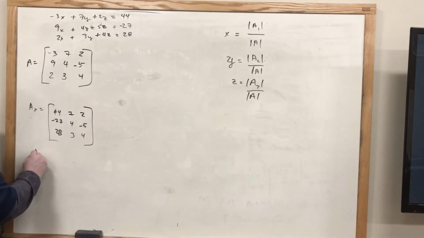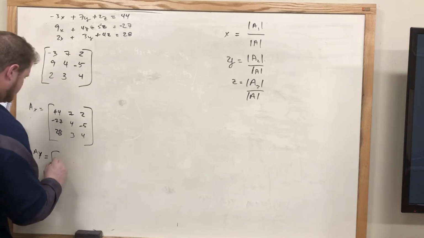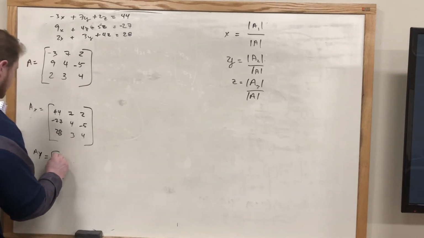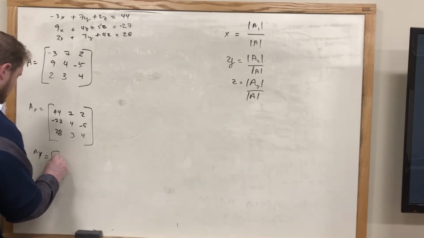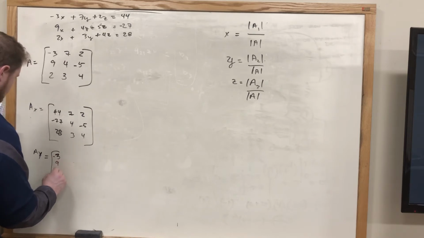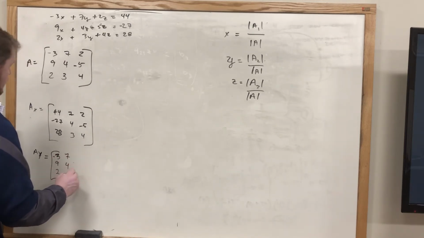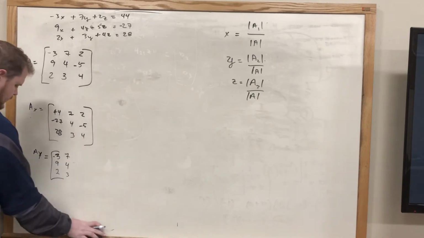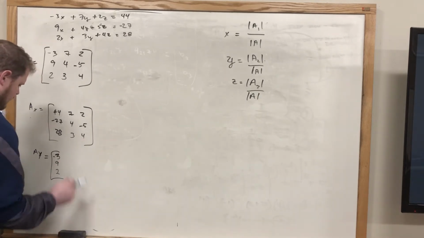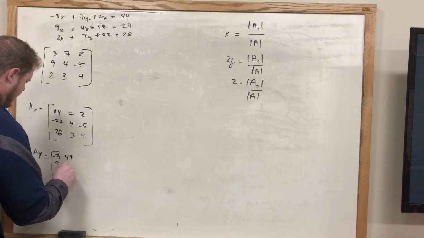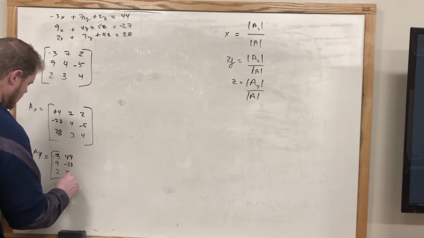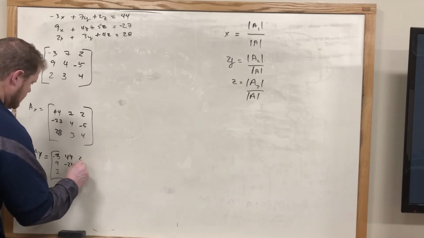So then a y was negative 3, 9, 2, 7, 4, 3, oops, I'm sorry, not 7, 4, 3. They're looking for 2, or y, and 2, negative 5, 4.